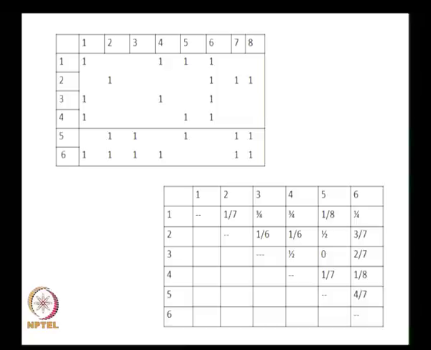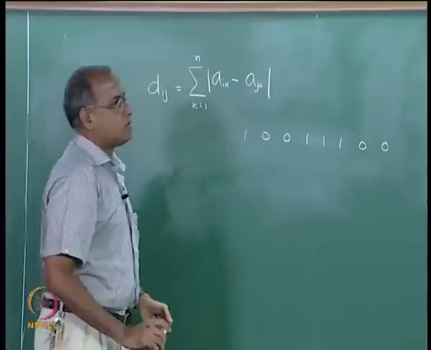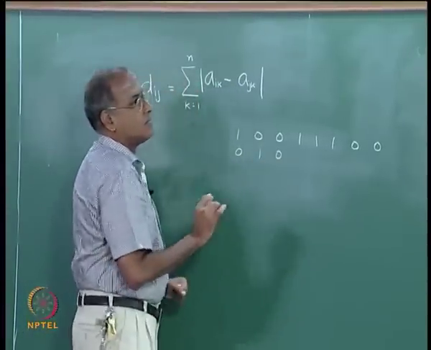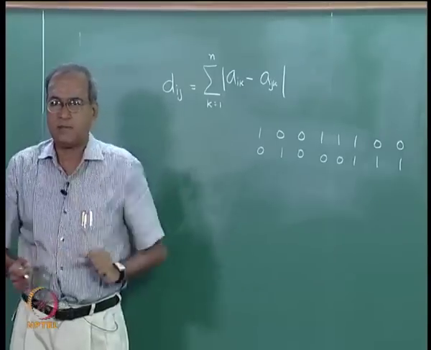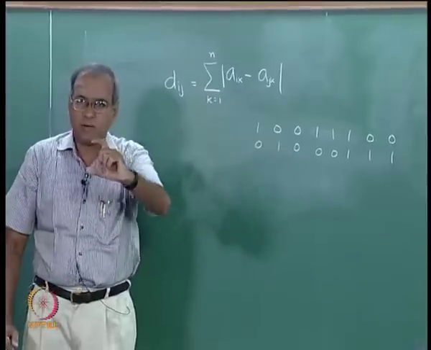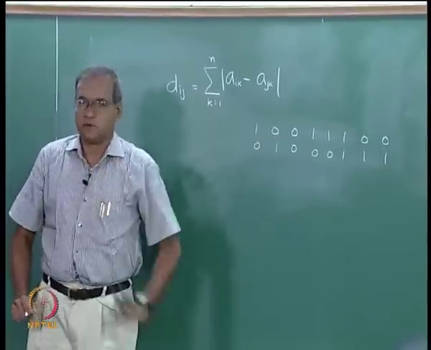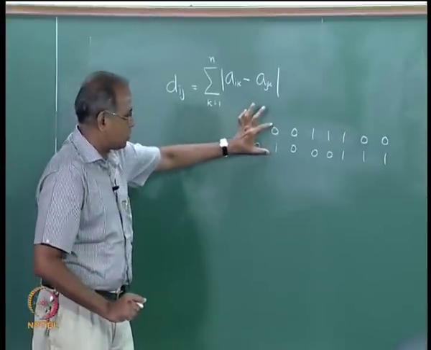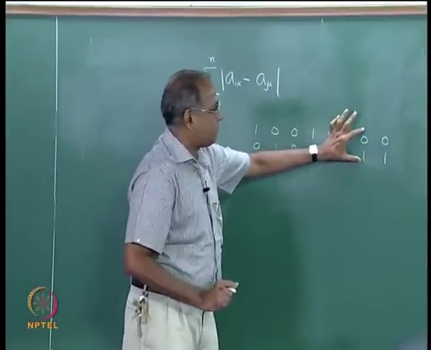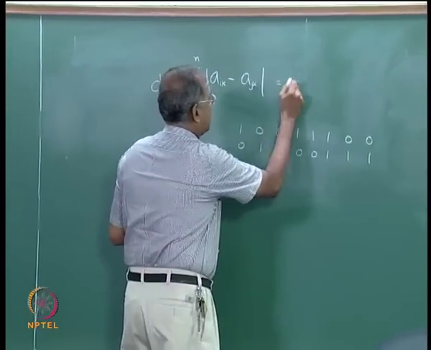Row 1 has 1 0 0 1 1 1 0 0, row 2 has 0 1 0 0 0 1 1 1. Now, a_ik minus a_jk. So, if you have a 1 0 pair or a 0 1 pair, the absolute value is 1. If you have a 1 1 pair and a 0 0 pair, the absolute value is 0. So, we should look at all the 1 0 or 0 1 pairs and add them. So, 1 2 3 4 5 and 6. So, D12 will be equal to 6.